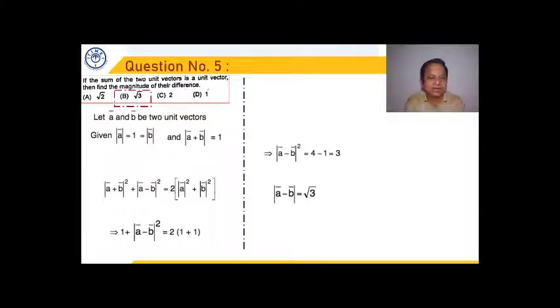We use a basic identity: modulus of A plus B squared plus modulus of A minus B squared is equal to twice of modulus A squared plus modulus of B squared. The modulus of A and the modulus of B are given to us. Also the modulus of A plus B is given to us. So we find the modulus of their difference, A minus B, which comes out to be root 3, which is given in option B. I hope this is clear.